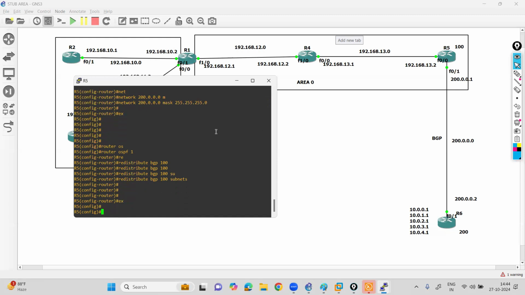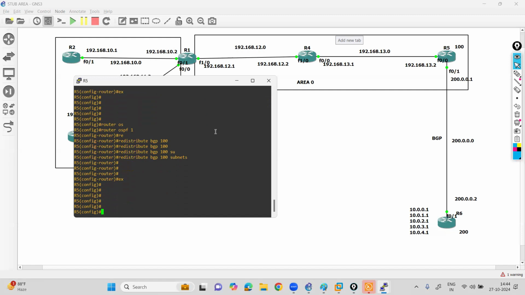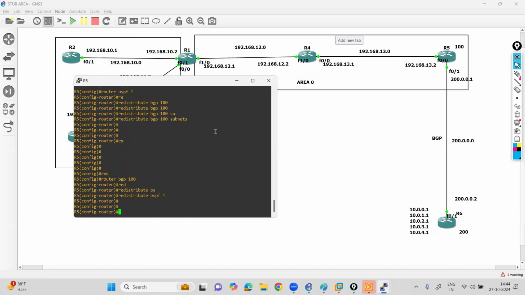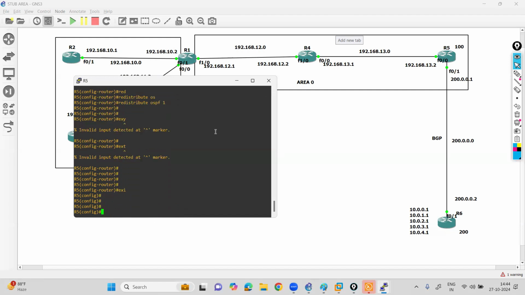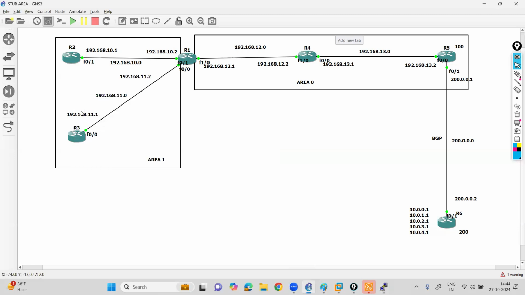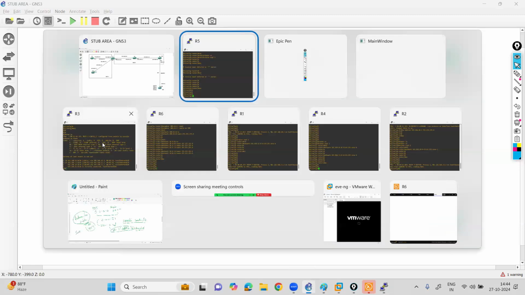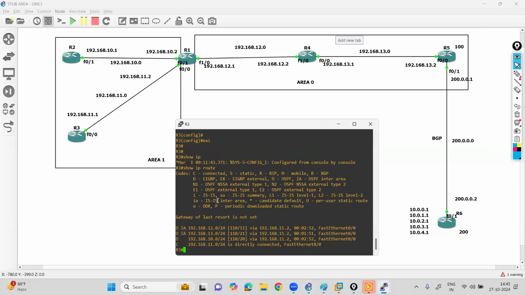Now redistribute OSPF into BGP. So go to the BGP protocol, router BGP 100, redistribute OSPF 1. Clear? After doing this redistribution, let's see whether the route will be forwarded or not. It will take some time to create the adjacency and forward the route, so just wait for some seconds.